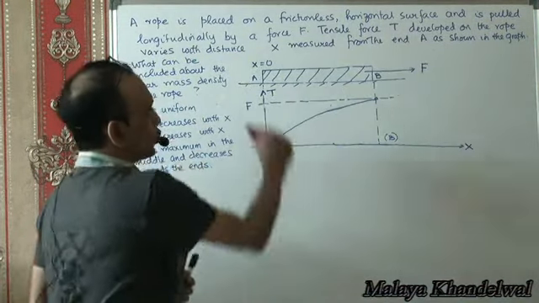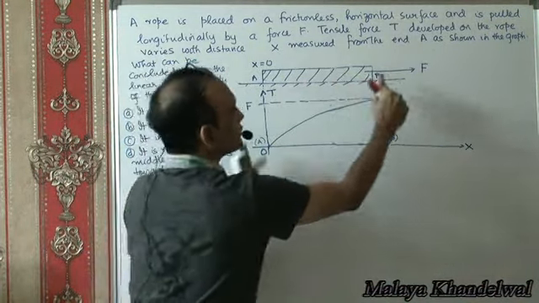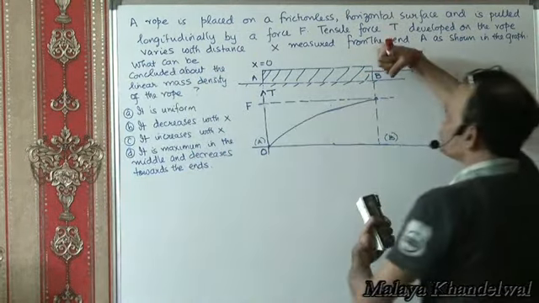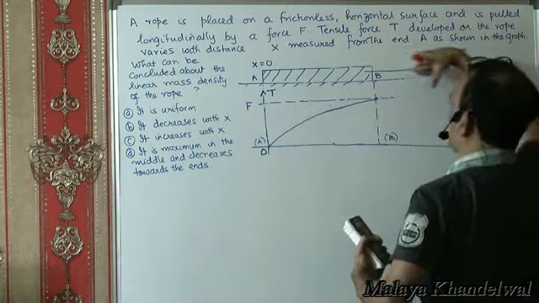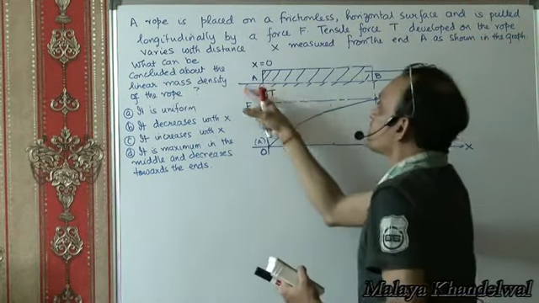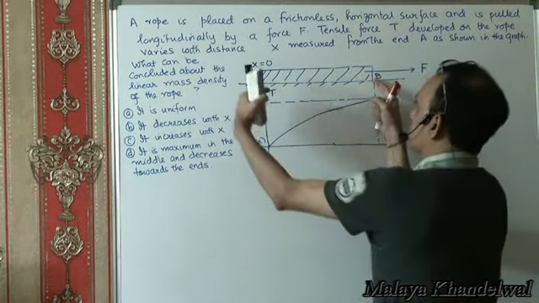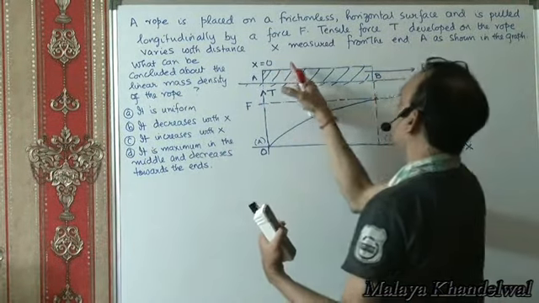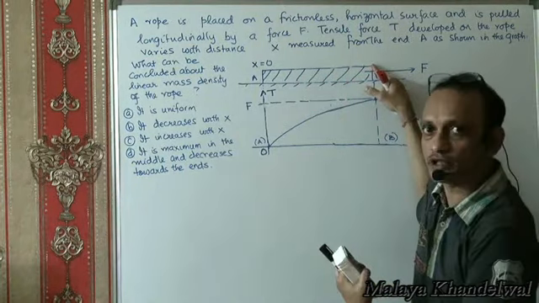So we have a rope AB, and there is a longitudinal force F, horizontal, applied on the rope, and it's resting on a smooth horizontal surface. The rope is AB, right? This end is x equal to 0, and at the other end, x is equal to the length of the rope.